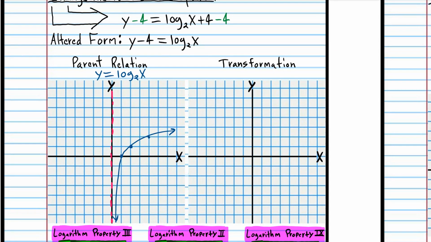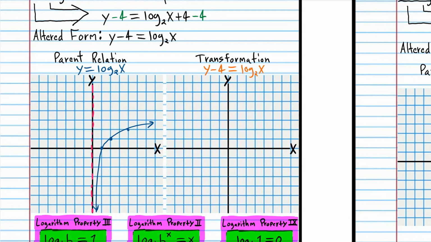So now we're going to graph y minus 4 is equal to log base 2 of x, and that means we're going to move the whole graph up 4 units, but that's not going to change what the asymptote looks like. So 1, 2, 3, 4, all of these points just move up 4 units. And there you go. So now we can connect the dots, and we have our graph.